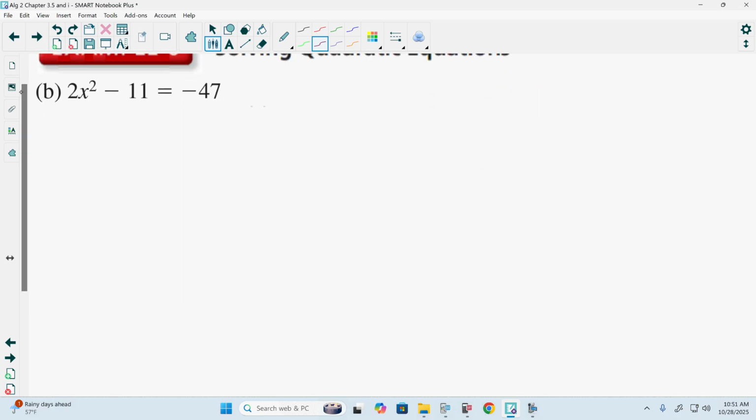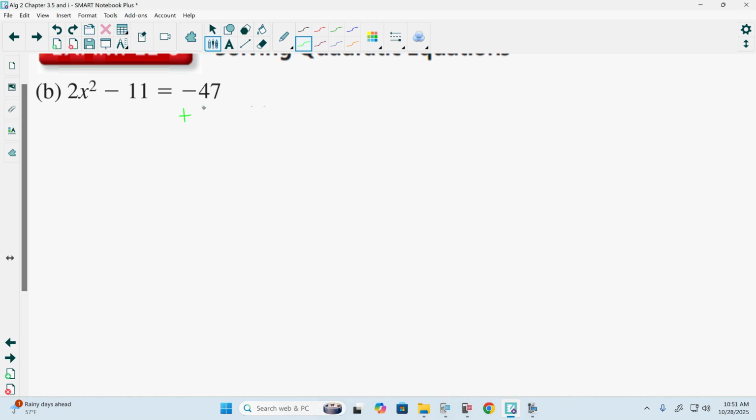If we look at the next one, 2x squared minus 11 equals negative 47. Now, most likely, we're going to solve this by the square root method. We could try solving it by factoring or graphing. If we wanted to solve it by graphing, we would need to get it equal to 0. So we would add 47 to both sides.